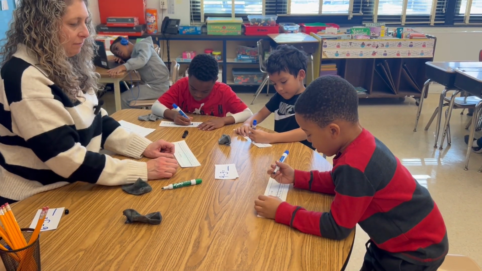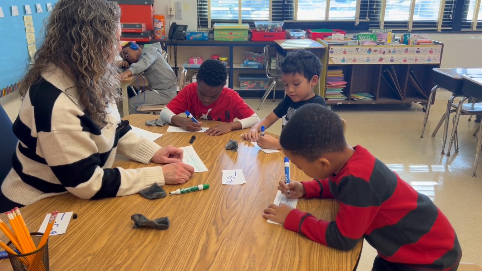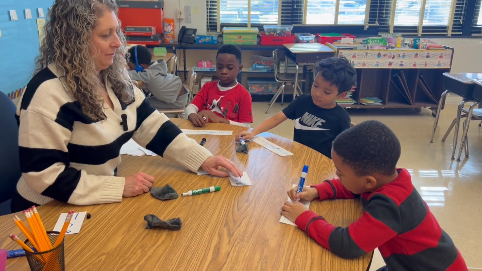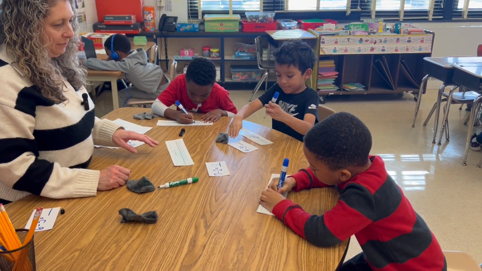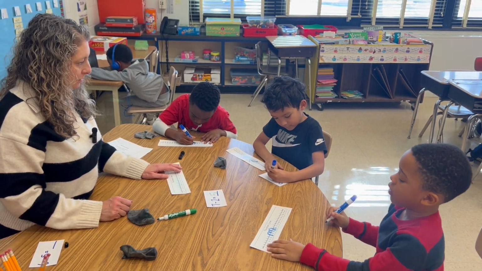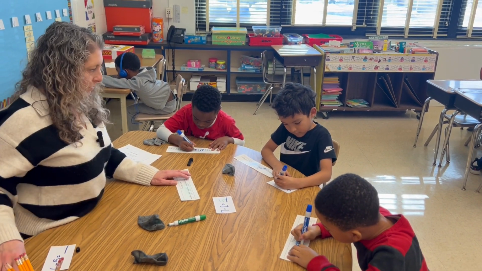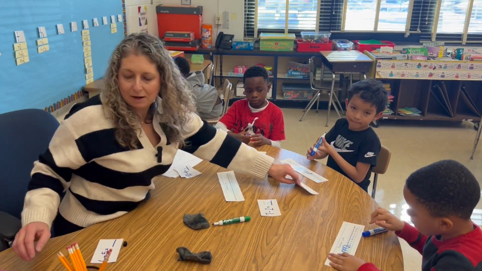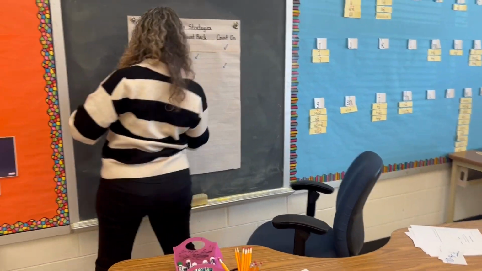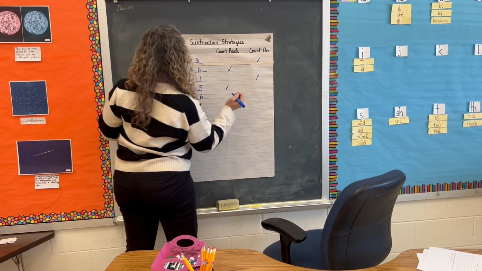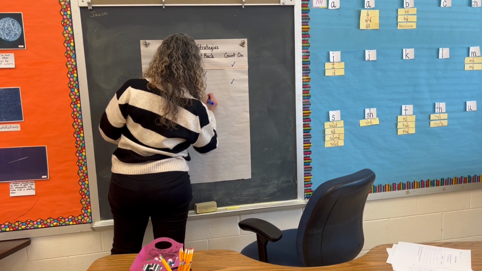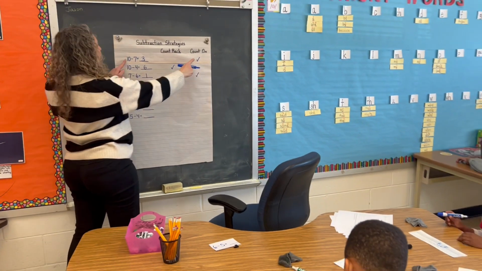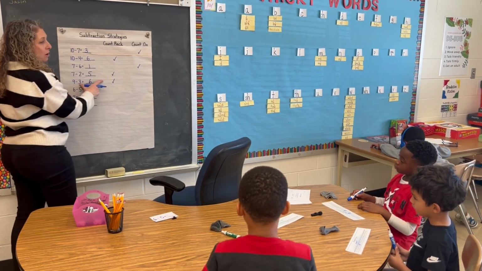9 minus 3. 1, 2, 3. You want to write our answer on there for me? Excellent. 9 minus 3 equals 6. Okay, so we said count back. So look up here. If these numbers are close, we're going to count on. If they're far apart, we're going to count back.